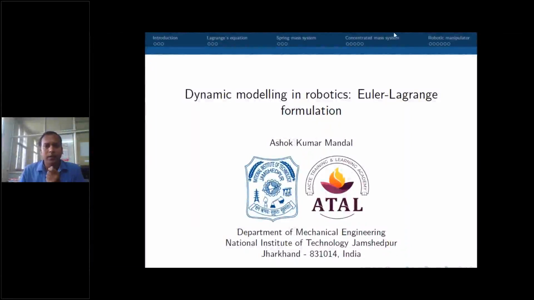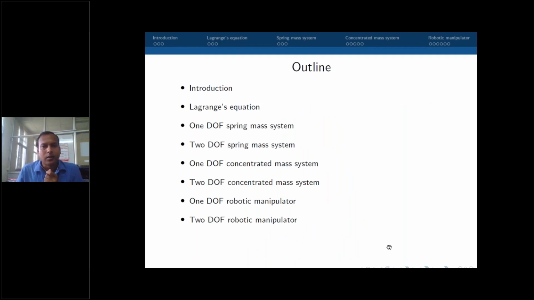Today's topic is dynamic modeling with Euler-Lagrange formulation. We'll introduce the topic, then we'll discuss Lagrange's equation, and we will take 6 examples to understand its application.